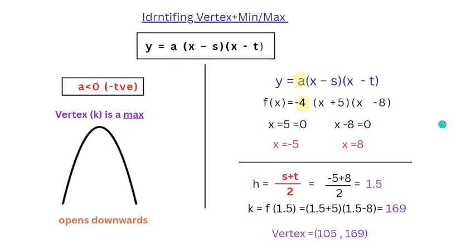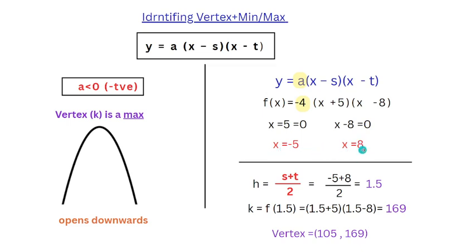It is the same with the factored form, f(x) equals negative 4 times quantity (x plus 5) times quantity (x minus 8). From negative 4, we know that the parabola opens downwards and the k is a maximum. From the brackets, we get the two solutions.